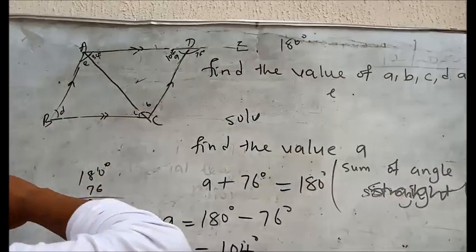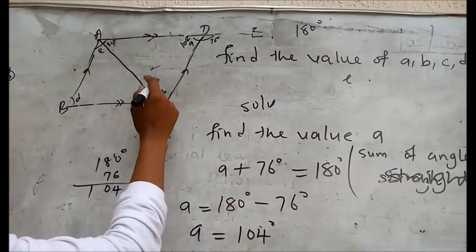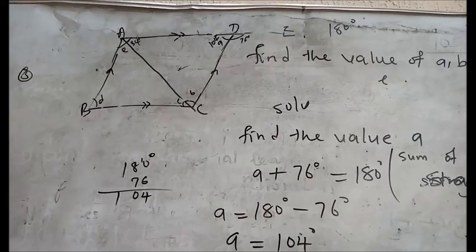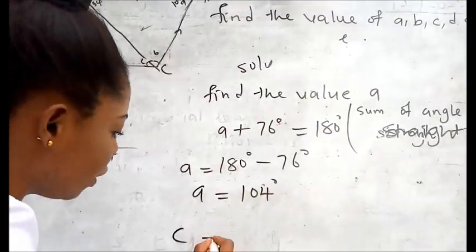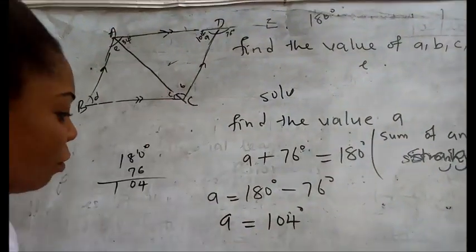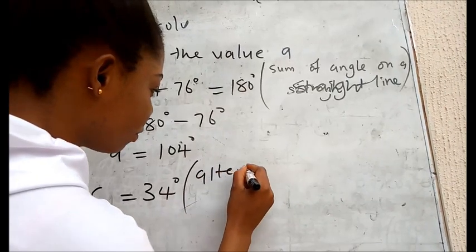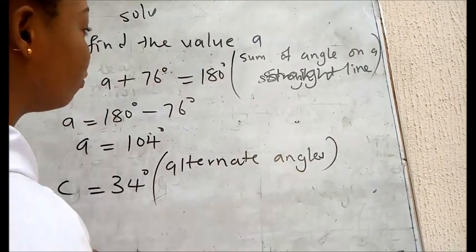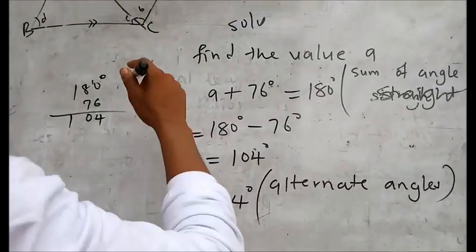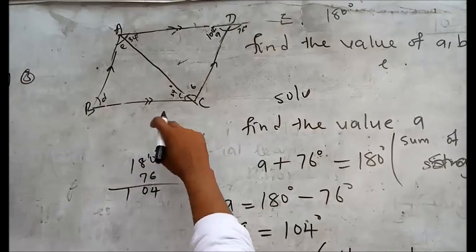So the values that remain now are the values of E, D, B, and C. I'll find the value of C first. I can find the value of C from here. My C equals 34 degrees. Reason: alternate angles. Now, since I've gotten my C to be 34 degrees, I can find the value of B.